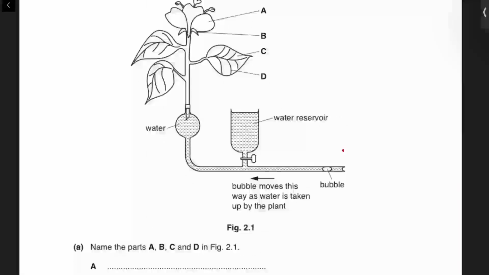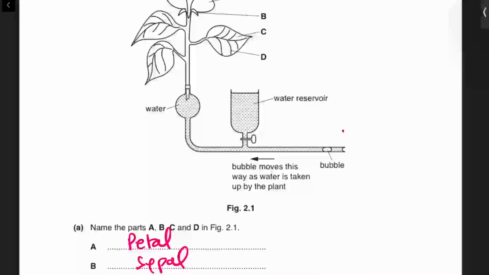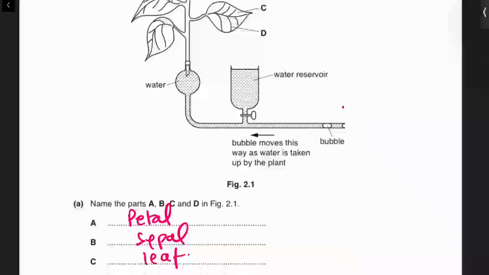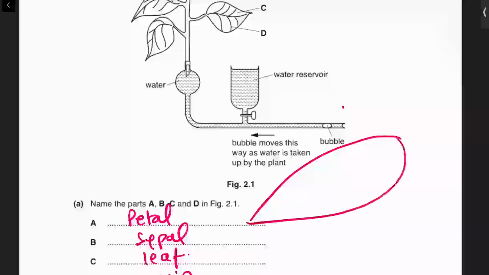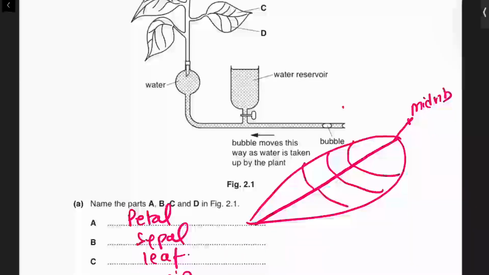Okay, guys. A is a petal. B is a sepal. C is a leaf. And D is the vein. So you take the leaf like this. You have a structure called the midrib in the center, from which the veins are located.